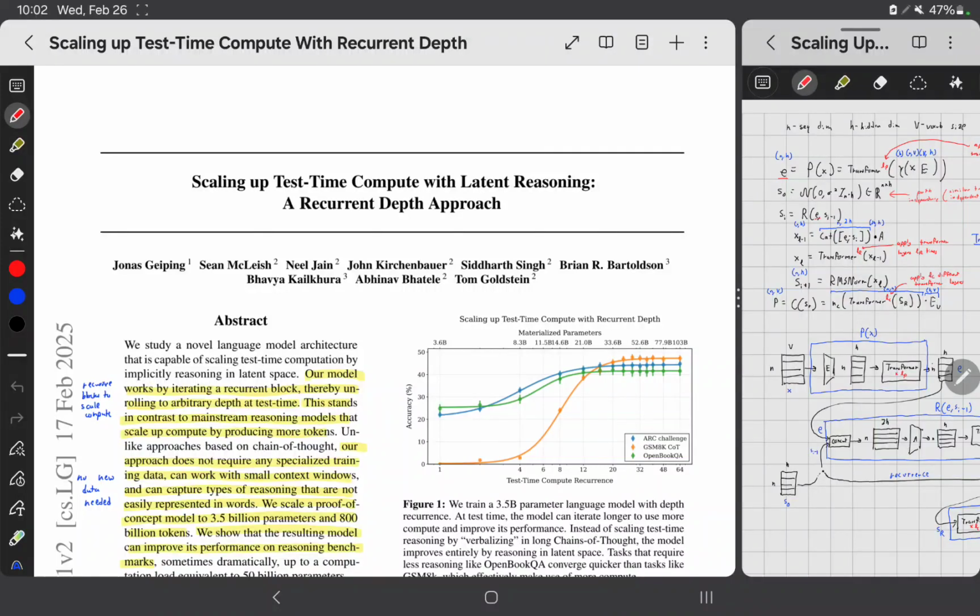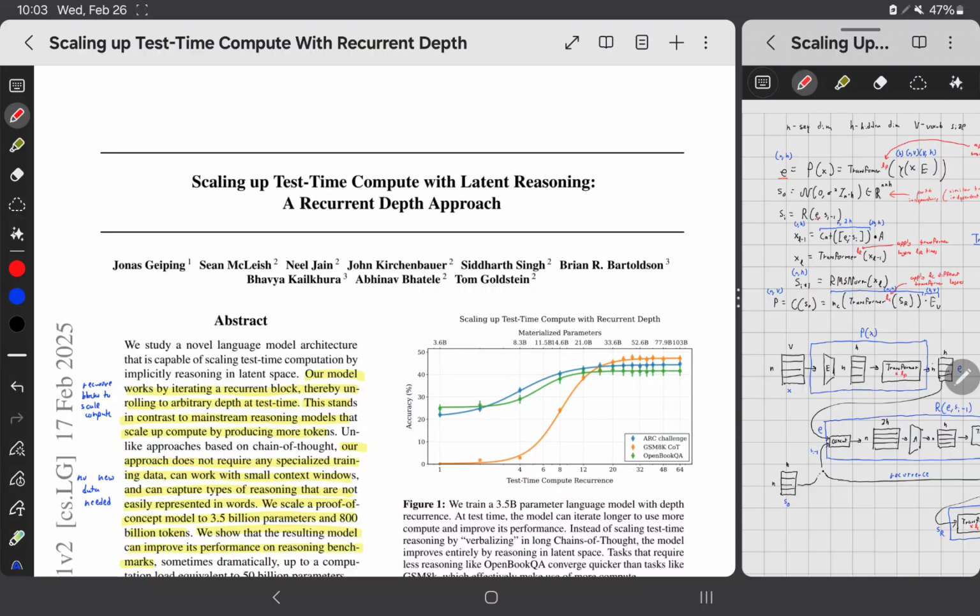Scaling up test time compute with latent reasoning is a paper that came out a couple of weeks ago, and it has a really interesting idea for scaling up test time compute. Kind of the go-to method is something like chain of thought, where you basically have the model just talk to itself and output more tokens.